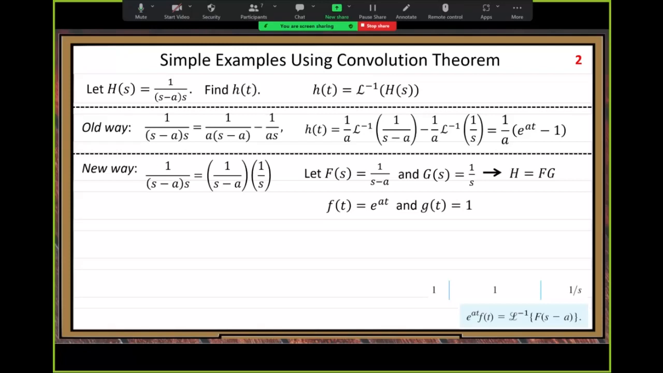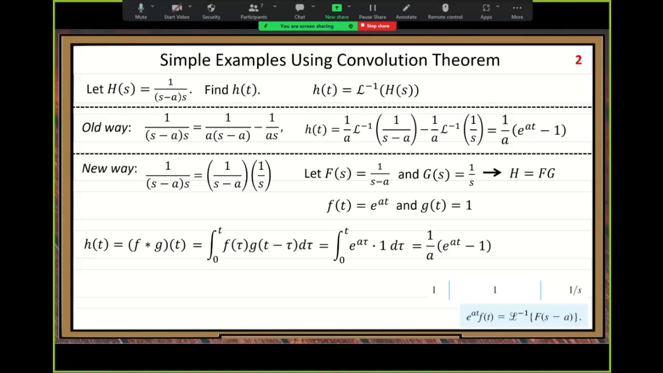So the next question is, to find little h, we do convolution on these two functions. The convolution definition applies on these two functions. Why can we do that? By the convolution theorem, little h equals little f convoluted with little g in this integral. The first one is e to the a tau. The second one, g, is a constant, g is 1. Let's calculate this integral, and we get the same result.